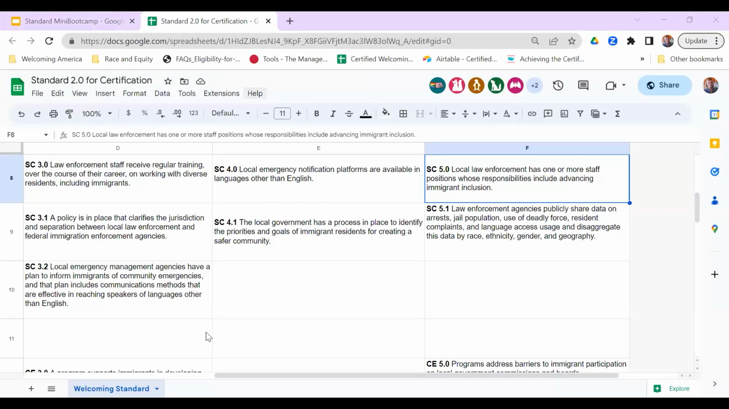So wow, we did it. We got through the entire standard. Do you have any questions on safe communities?